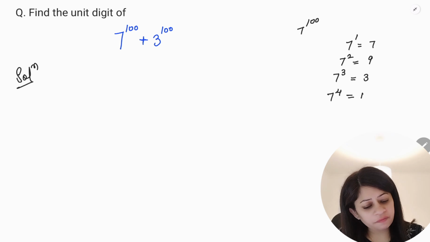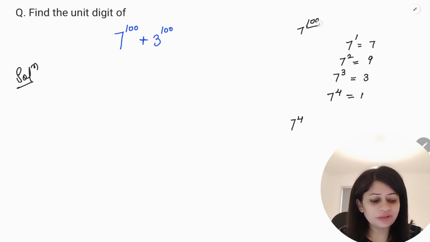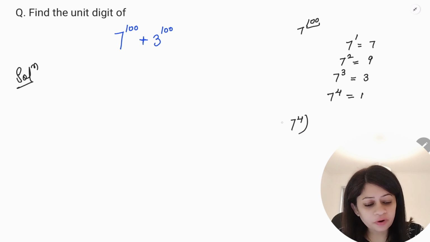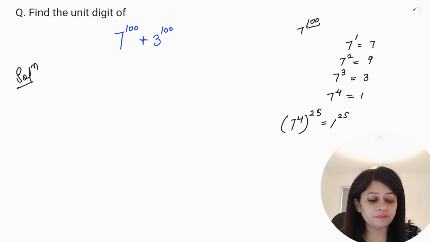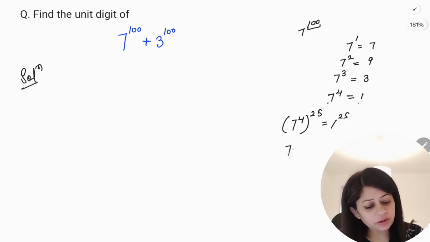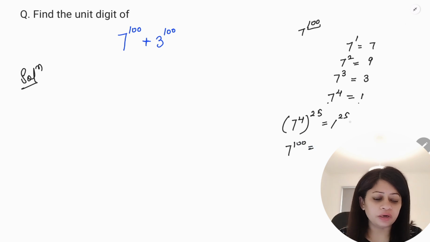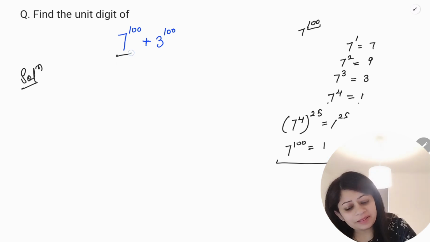Now 7 raised to power 4 has unit digit 1. What do we have in power? 100. And that is good, because 100 is a multiple of 4, right? So 7 raised to power 4 is 1 in unit digit, and if I take power 25 on both sides, this will become 7 raised to power 100, and 1 raised to power 25 is 1 only. So the unit digit of 7 raised to power 100 is 1. So you found the unit digit of this term and that is 1.